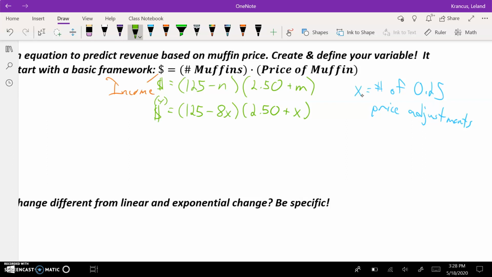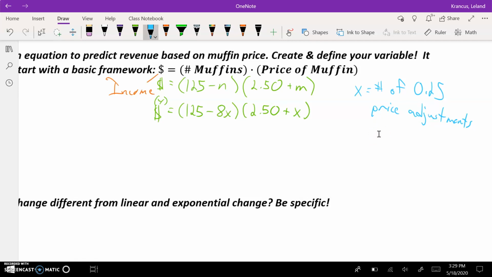What this one says is, starting at $2.50, if we increase by one price adjustment of 25 cents, our number of muffins goes down by 8 for each time we increase it or decrease it by 25 cents. But again, not simple at all.